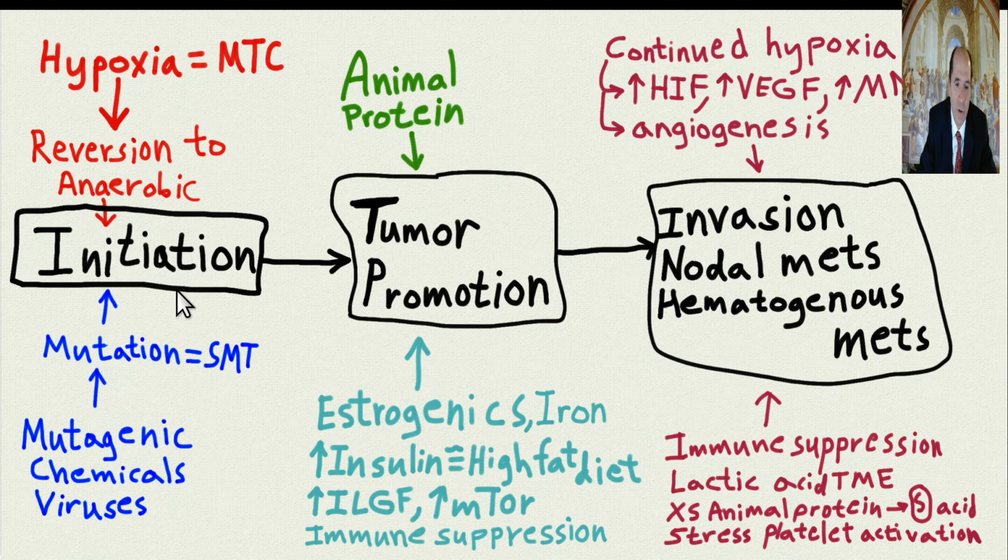What is taught in conventional medical schools is what is called the SMT, somatic mutation theory. And that means that some chemical, typically a toxic chemical, damages the DNA and that initiates cancer. Okay, that's what's in all the textbooks. It causes a mutation. But what I think is a much more common cause of cancer is what is called the MTC, the metabolic theory of cancer.